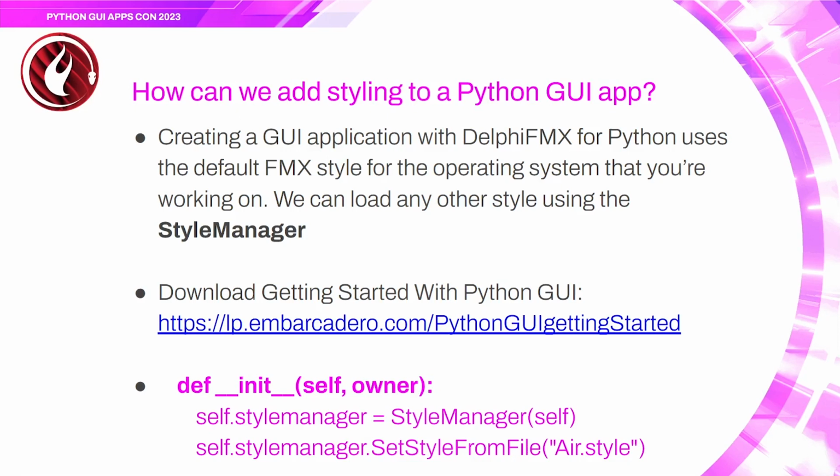And so once you get those styles, you can load them. You just add it right below the init in your application. You create a style manager there, and then you set the style from file. In this case, we use the air style.